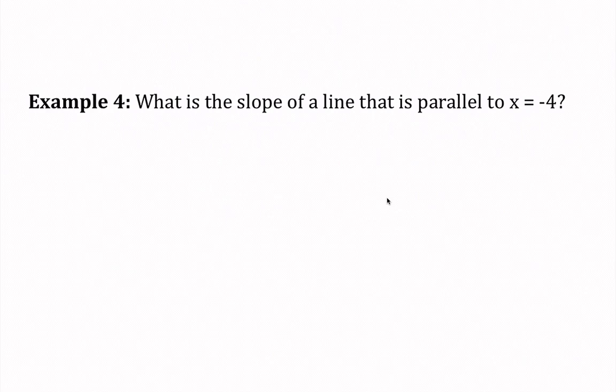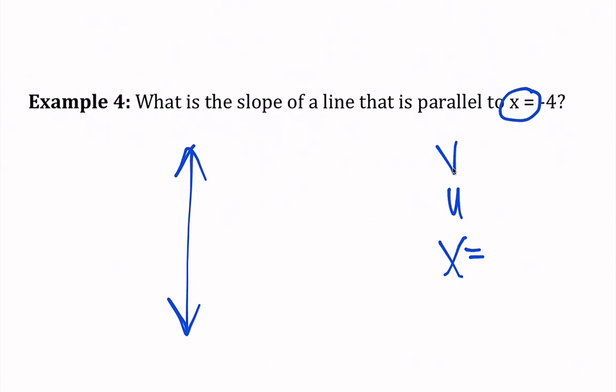Okay, on example 4, I want the slope of a line that's parallel to x equals negative 4. So notice my y's are missing, so it's a strange one. I want to use my HOY VUX. Okay, so x equals, that's VUX. So I know an x equals equation will be a vertical line. So this is what x equals negative 4 would look like. It's going to be a vertical line. So x equals negative 4 is a vertical line. So I want a line that's parallel to it. So any line that's parallel to it will also be vertical. Well, we know vertical lines have an undefined slope.